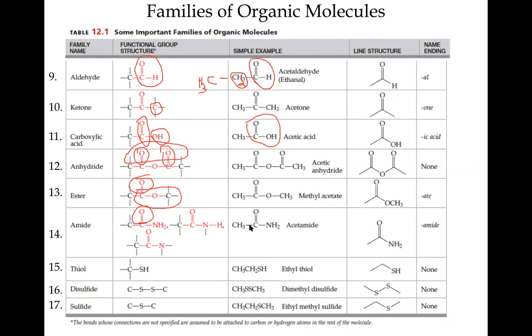But it's going to have this backbone, and then whatever else, in this case, just a methyl group. Thiol is a carbon sulfur. Disulfide is a carbon sulfur sulfur carbon, and hence the di right here. And then a sulfide is just a carbon sulfur carbon. And these disulfides are particularly useful and important in biology.